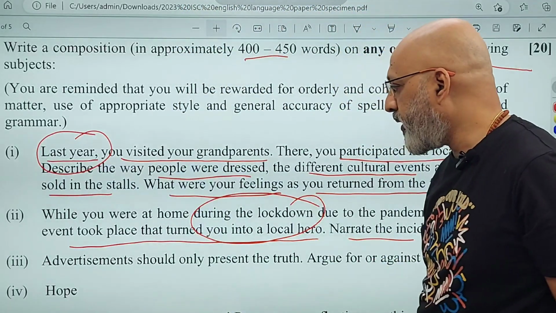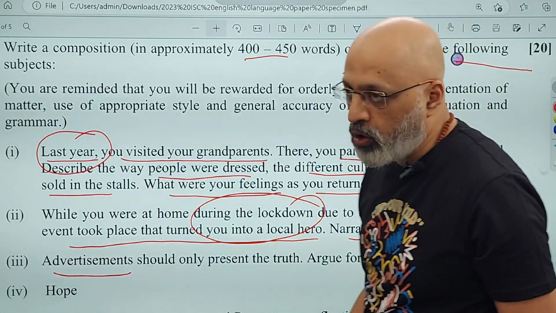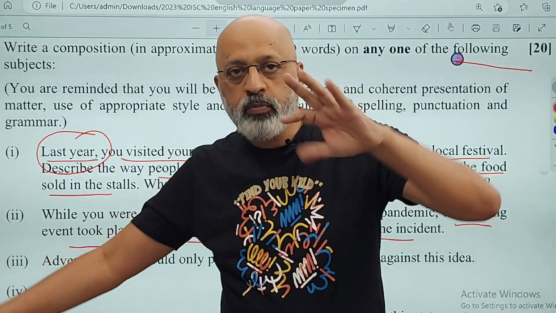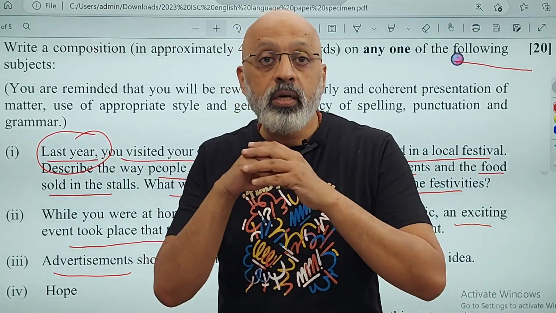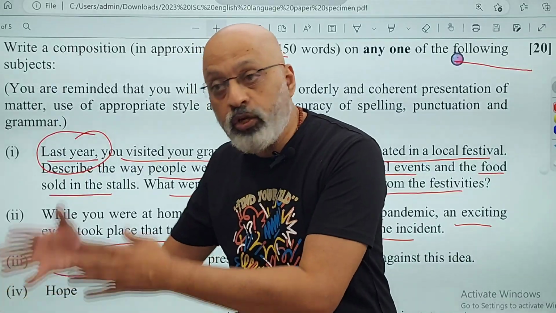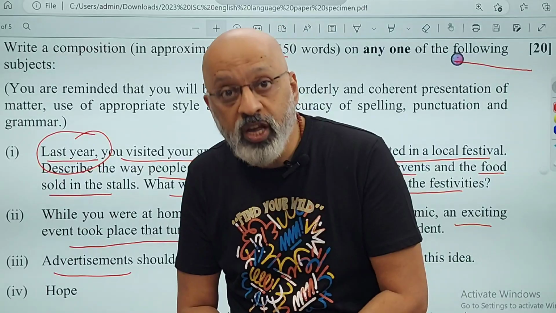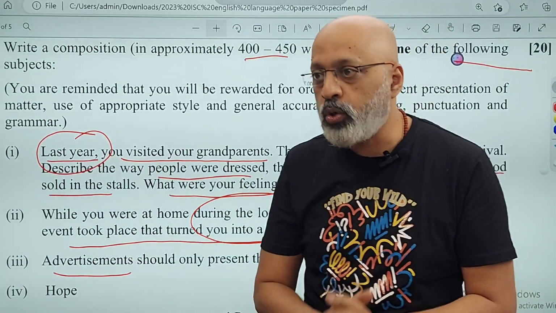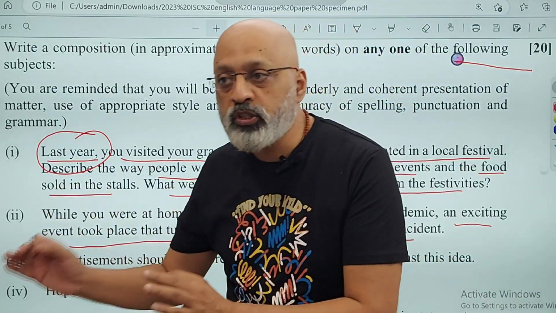Let's come to the argumentative. The argumentative one, this one is: advertisements should only present the truth, argue for or against. Okay. Now, always in argumentative, take one stand. Don't say both, don't say both. It's a complete no-no. You cannot say both for and against. You don't need to rubbish the other point of view only. You talk about what is good for you. That's what I always say. Talk about the good in yourself, don't speak ill of others, as some gentlemen here keep doing. Don't do that. Okay. So do not sit on the fence and do not present both sides of the fence.